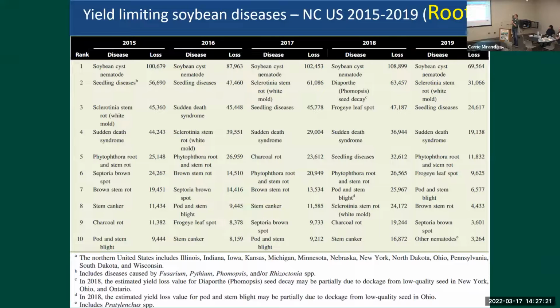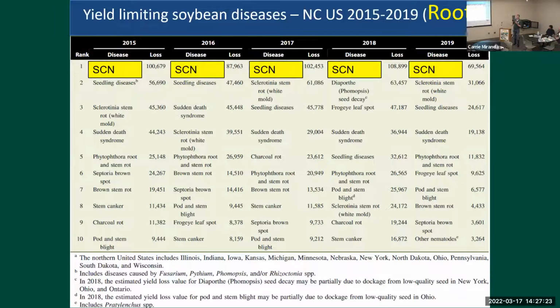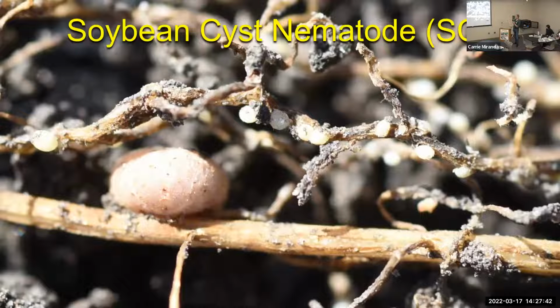So SCN, number 1 across the board. And you can see it gives a number, and I believe that number represents thousands of bushels lost to that specific disease. So SCN might be 100 million bushels lost in any given year. So this is what it looks like.